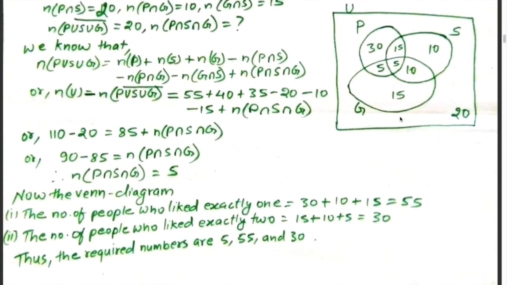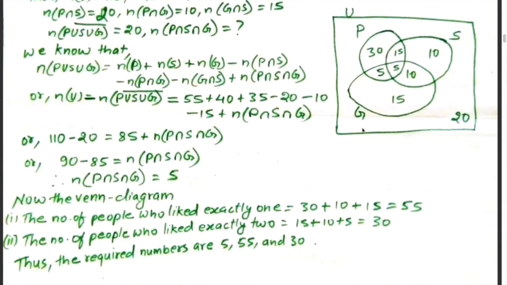So now here is our Venn diagram. The big rectangular box denotes n(U), the complete number of people in the survey. The first circle P denotes people who like Paras. The second circle denotes set S, Sandeep, and the third circle denotes G, Gochana. Only P is 30, but complete P is 30, 15, 5 and 5. Only S is 10, but complete S is 10, 15, 5 and 10. Only G is 15, but complete G is 15, 5, 5 and 10. This is our Venn diagram, and here 20 people do not like any one of P, S, G.